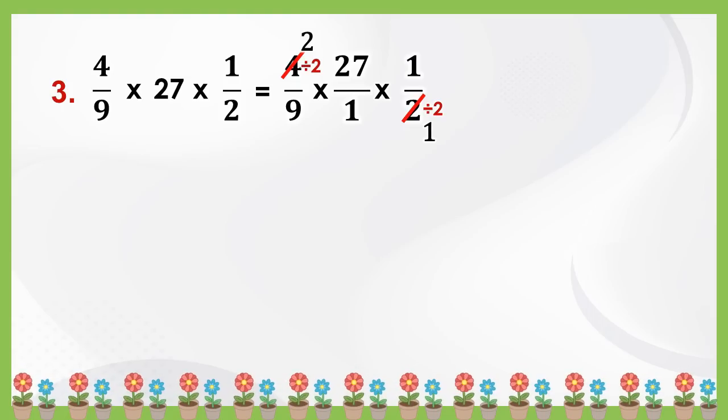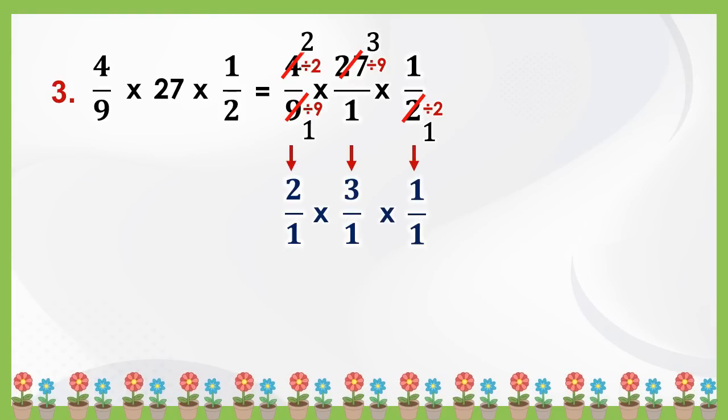Another common factors are 9 and 27. Their common factor is 9. 9 divided by 9 equals 1. 27 divided by 9 equals 3. Now, write the new fraction. 2 over 1 times 3 over 1 times 1 over 1. And then multiply. 2 times 3 times 1 equals 6. And then 1 times 1 times 1 equals 1. So 6 over 1 is the same as 6.